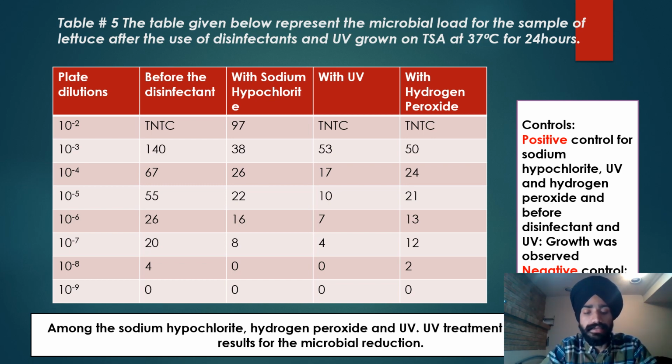This table represents the data from before disinfectant and after disinfectant with the two types of disinfectant, and then with the UV treatment. And from this table we can conclude that the UV treatment is more effective as compared to the other treatments for killing the bacteria, or for disinfecting the lettuce sample. So we can conclude that UV is the best among the disinfectant treatments. Among all the methods, the positive controls used for before disinfectant and with sodium hypochlorite, UV, and hydrogen peroxide were positive. In the negative there was no growth, and in the positive there was growth.